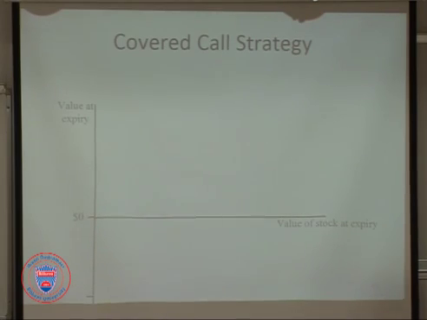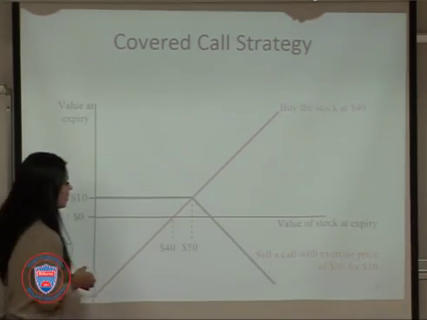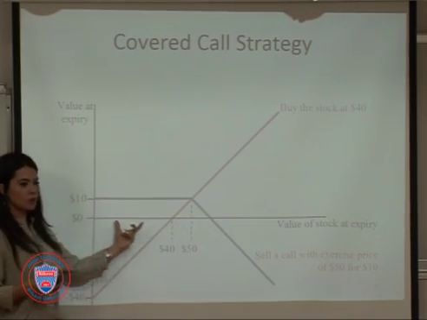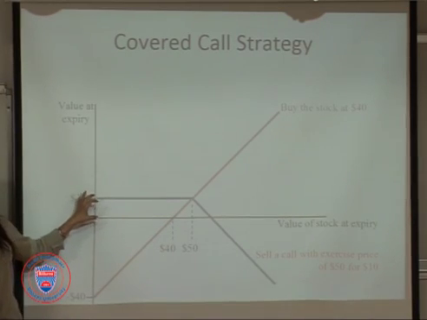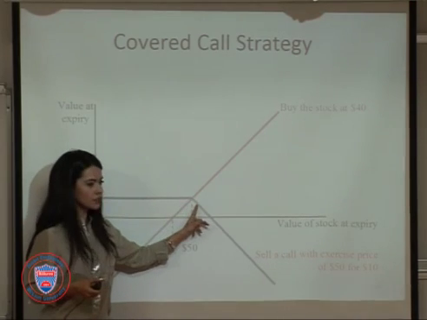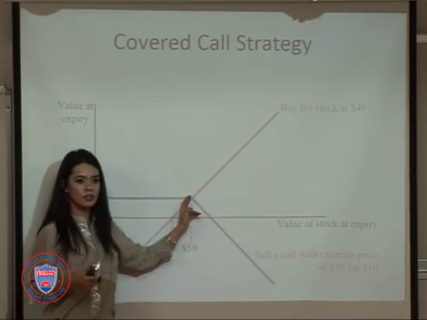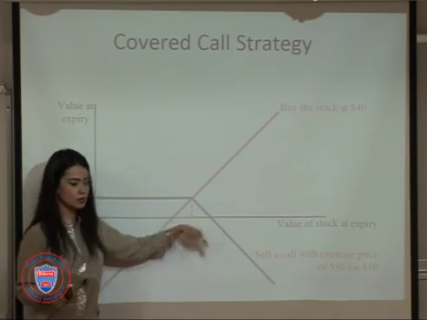Okay. There is covered call strategy. In this case, what you do is you're buying a stock, again at $40, let's say, and you're selling a call. When you sell a call, of course, the call option will not be exercised when the stock price is less than 50. So you're just getting that $10 from the sale of the call. And after $50, the buyer of the call will exercise the call option, so you will start losing money.